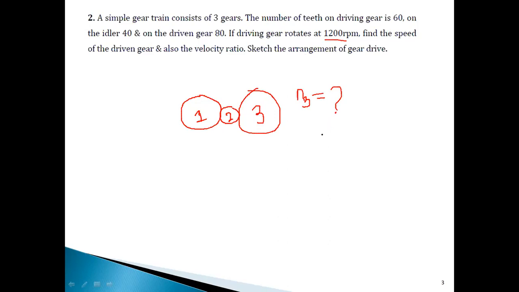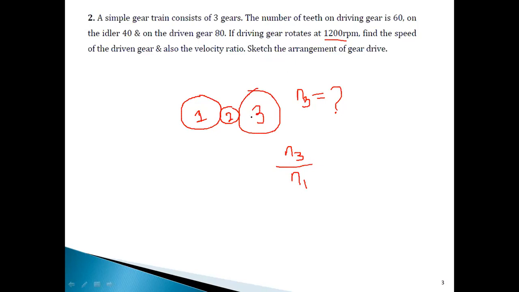Also the velocity ratio. So the velocity ratio in this case is what? The speed of the driven gear, which here is N3, divided by the speed of the driver gear, which is N1. So you need to find the ratio of N3 by N1. Along with that, he has said to sketch the arrangement of the gear drive. I have already shown you a rough sketch.